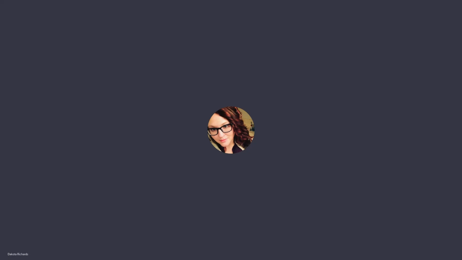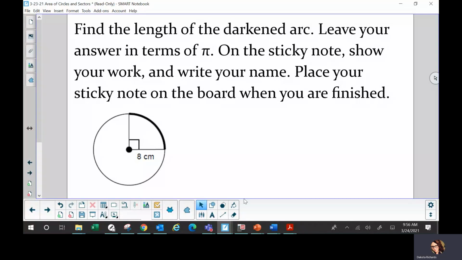Okay, so this was number 5 on your coloring activity from yesterday. The directions told you to find the length of the darkened arc, leaving your answers in terms of pi. That just means you leave it as pi, you don't multiply it in. Work with the other numbers first, and then usually at the end we would multiply in pi. All this is saying is don't multiply it with pi yet, just leave it as pi.